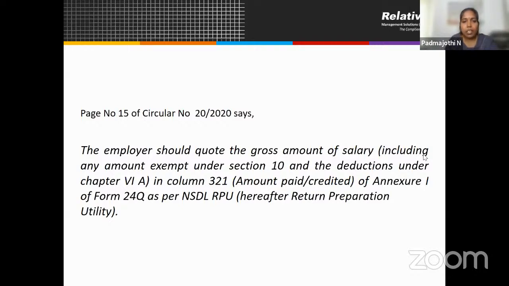It clearly says whatever the gross amount of salary that we are paying to an employee before exempting section 10, including the section 10 exemption value and the deductions that employee is getting under chapter 6A, also has to be included, and that has to be reported under the amount of payment or credit of annexure 1 column. So it clearly says the importance of matching part A and part B. The gross salary of part B has to be matched with the amount of payment or credit which is there in part A.